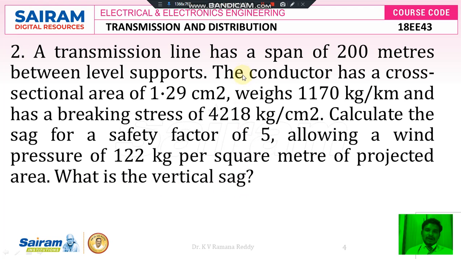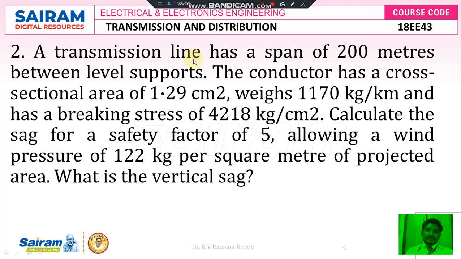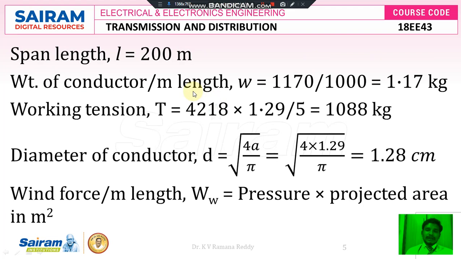So this is the problem they gave. If you read this problem, we can catch the given data. A transmission line has a span of 200 meters, so the span length L is equal to 200 meters. Then the conductor has a cross-section area of 1.29 centimeter square, so A is equal to 1.29 centimeter square. But we know that the circumference of a circle is equal to 2 pi r square.